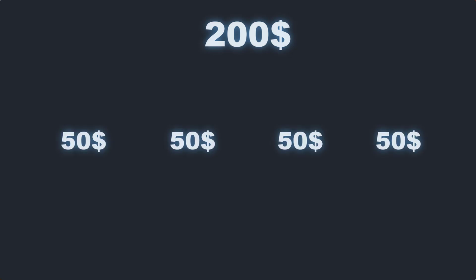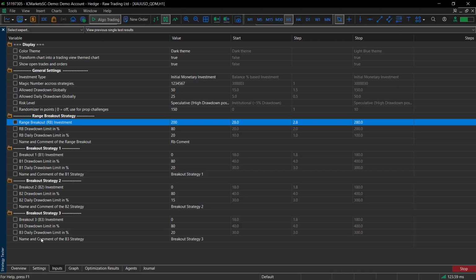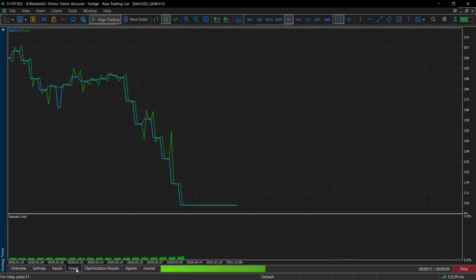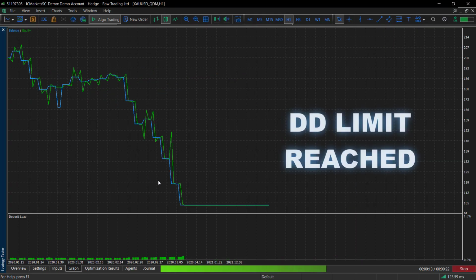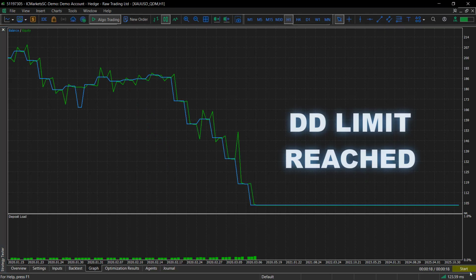Now, if you only had $200 and tried to split it across all 4 strategies, each one would get around $50 to $75. However, the strategy would still trade 0.01 lots because it cannot go lower than the broker's minimum. This means the position size would be too large compared to the allocated capital, which increases risk significantly. Because of this, if you are working with a small account, for example around $200, it makes more sense to run only one strategy instead of all 4.